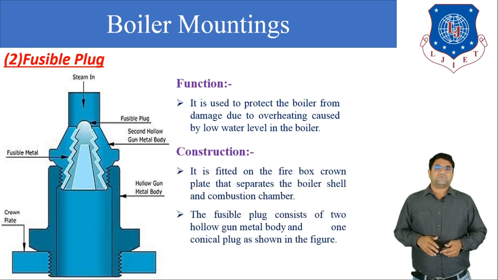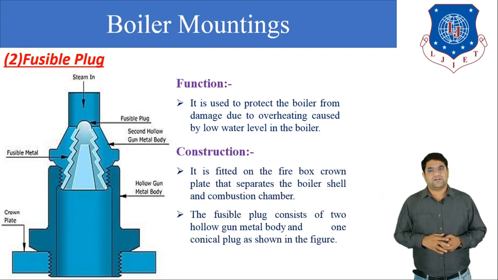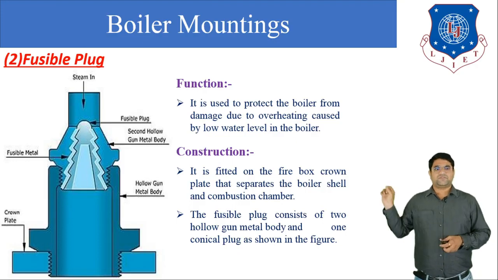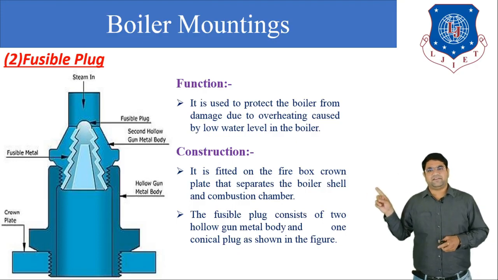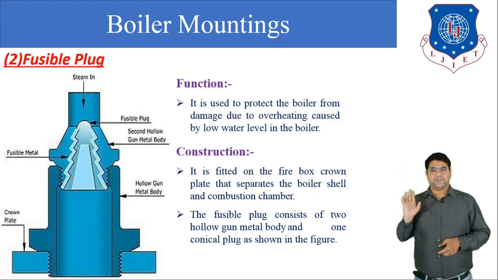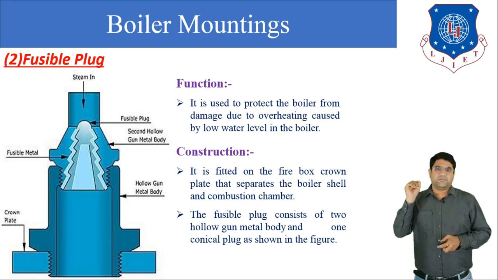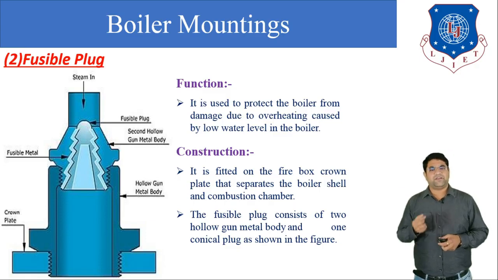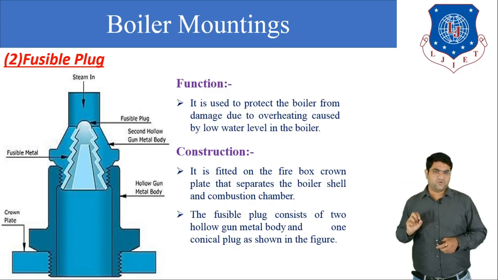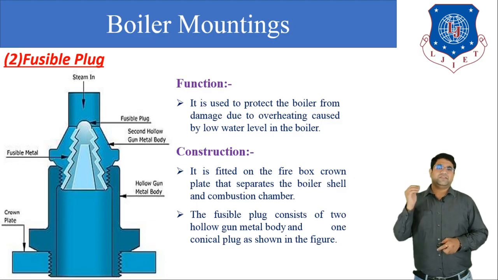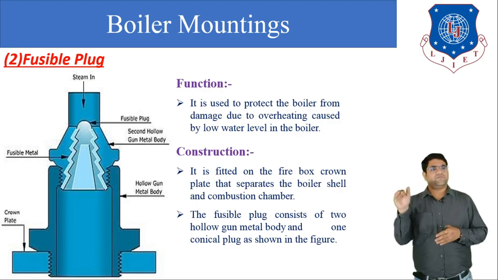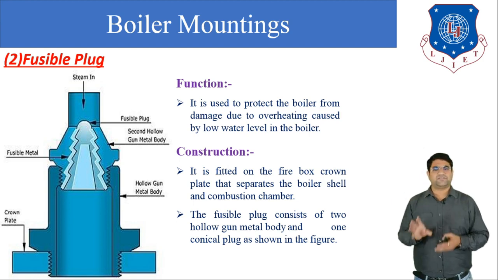So let us discuss the construction of the fusible plug. In the fusible plug, you can see at the center there is a conical shaped plug. That is our fusible plug. Now above that conical shaped gunmetal, the fusible metal is fitted. The melting temperature of the fusible metal is very low. Generally this fusible plug is fitted above the firebox on the crown plate, which separates the boiler shell and the combustion chamber.